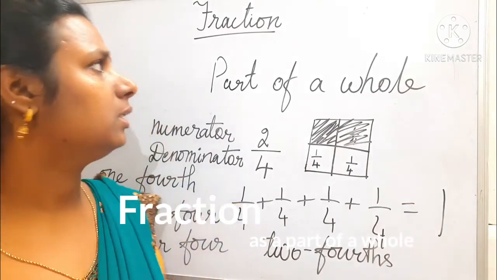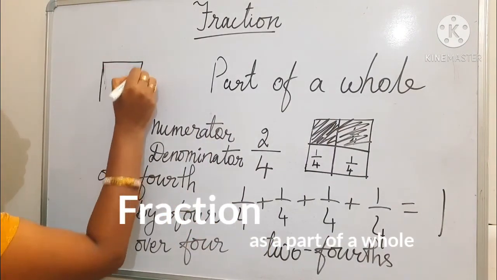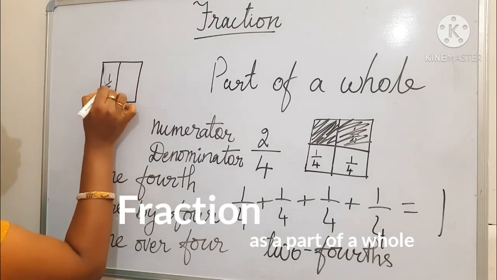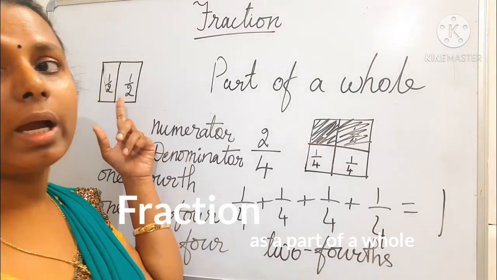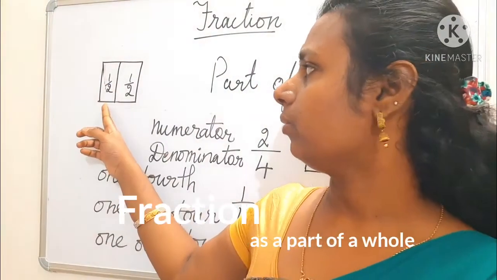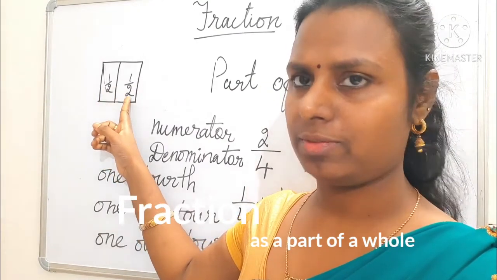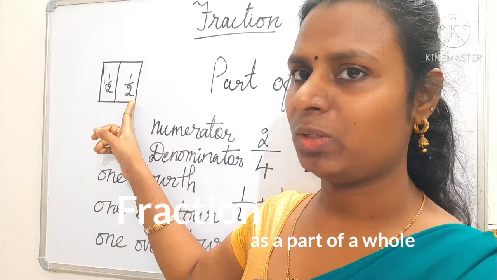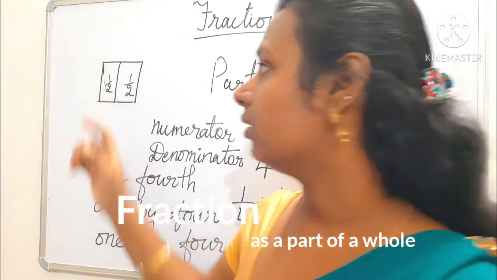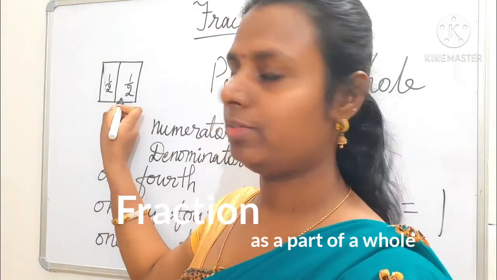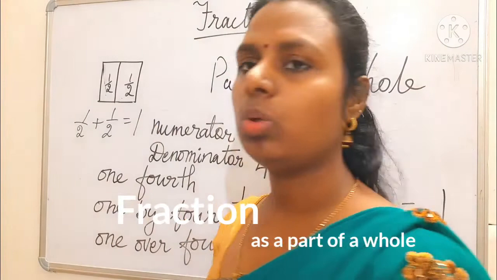Now let me take one more square and divide it into 2. Here 1 by 2 and 1 by 2. Now you tell me, how do you call this one? We say half, 1/2. 1/2 and 1/2. How many halves make the whole? Here 1/2 and here 1/2. So two halves make the whole.